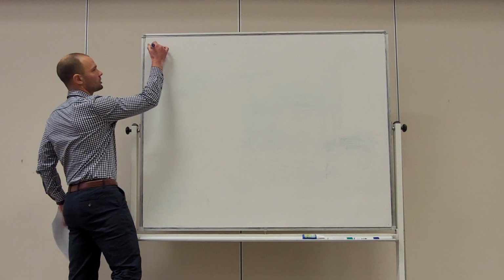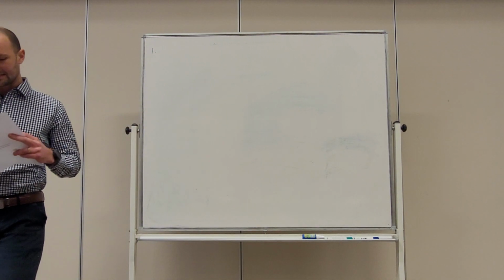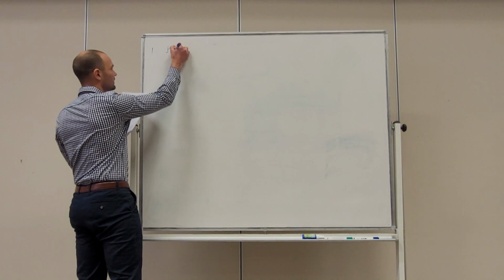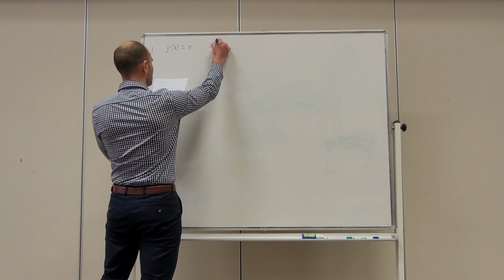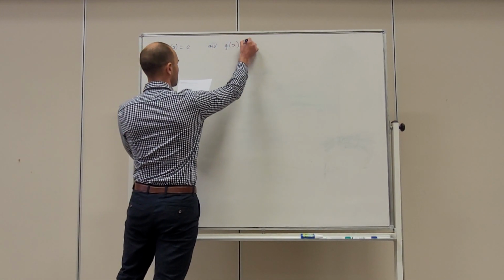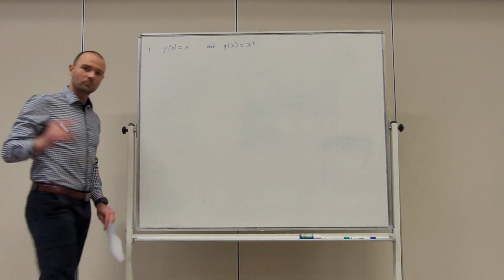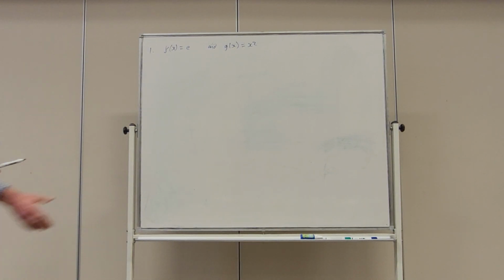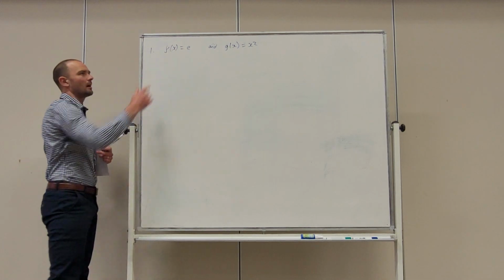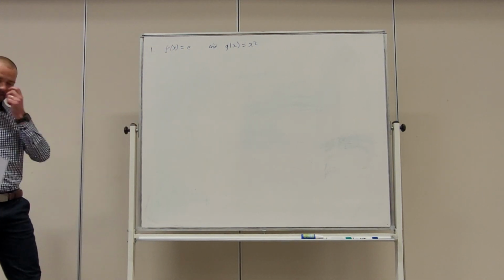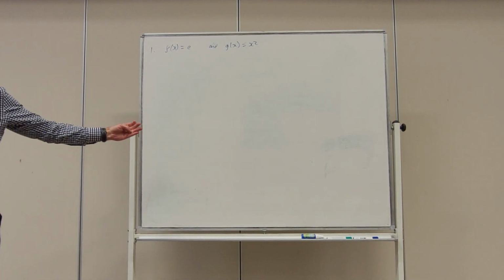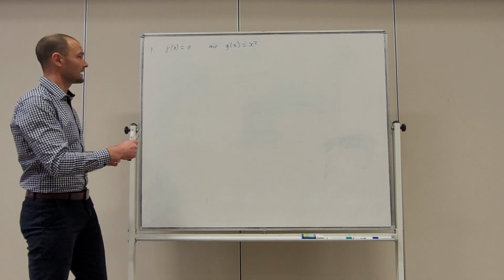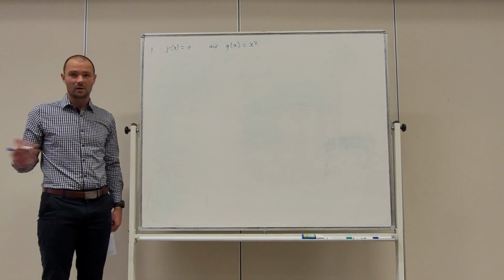Our first question here: find the exact area between the function f of x equals e and g of x equals x squared. Now we have to read this carefully, because a question similar to this will pop up. f of x equals e. E by itself is a number. This is the function f of x equals e. So what is e?